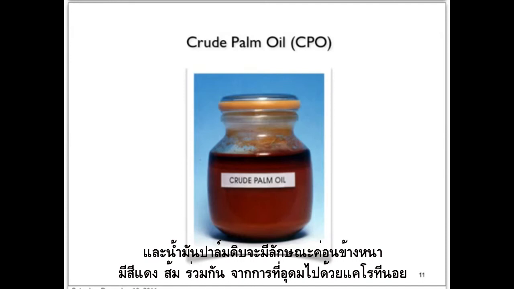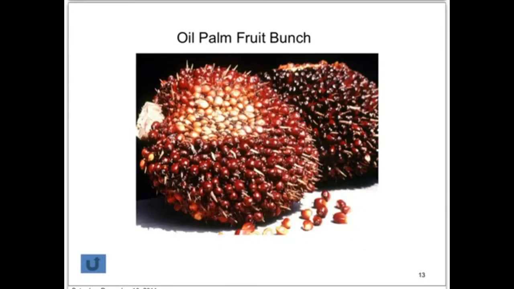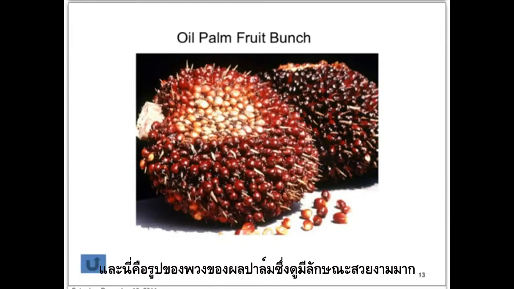Actually it contains a rich amount of carotenoids. And in this picture you can see side by side the comparison between the appearance of crude palm oil and the appearance of crude palm kernel oil. And here again the more close-up picture of the oil palm fruit bunch. Looks very beautiful, isn't it?